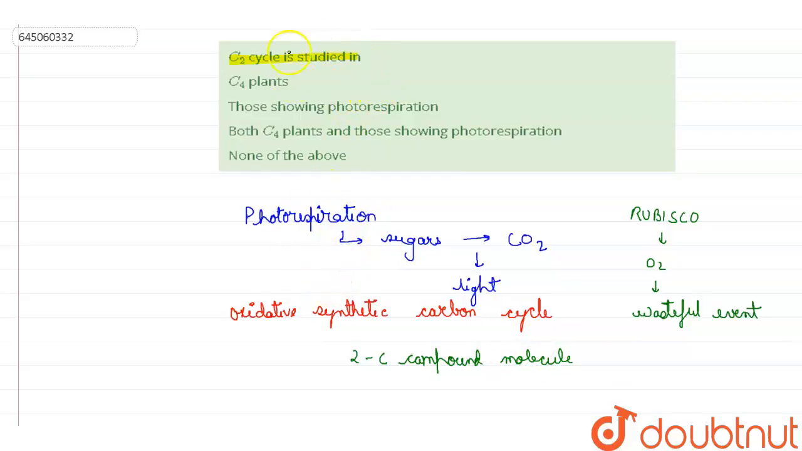So if we talk about where it is studied in, it is studied only in those plants which show photorespiration. It is not studied in C4 plants. So the only correct option for this question will be option second, those showing photorespiration. I hope this is clear.